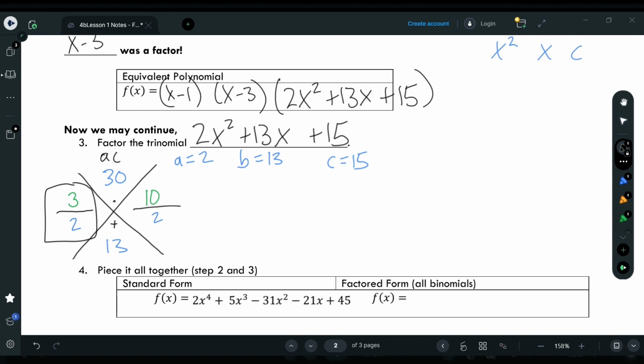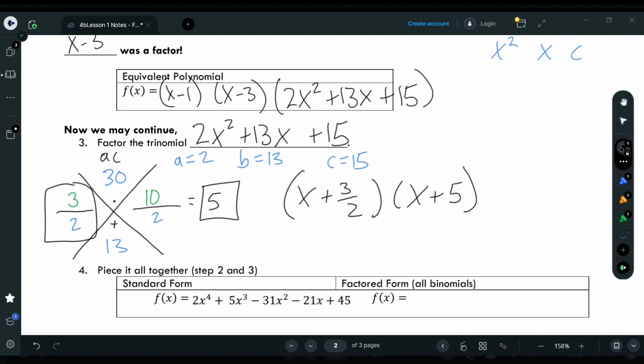Okay, 3 over 2 can't be simplified, so we're going to keep it like that. 10 over 2 certainly can be simplified. 10 divided by 2 is a 5. There it is. These are the two values that we're going to use. So x plus 3 over 2 and x plus 5 is how this guy factors.